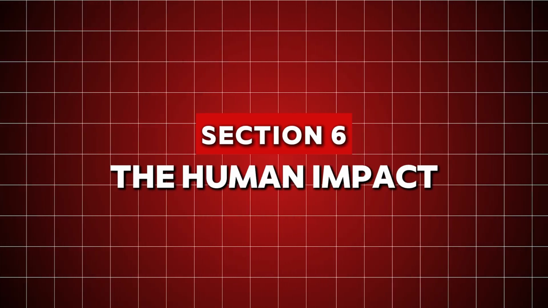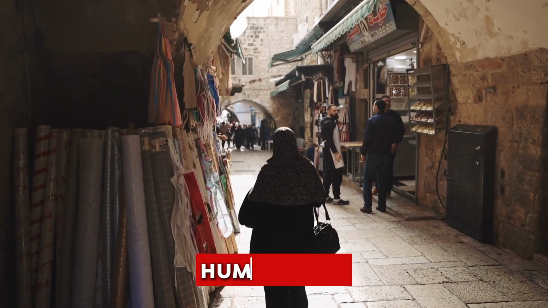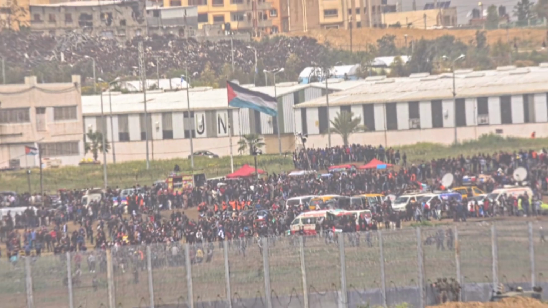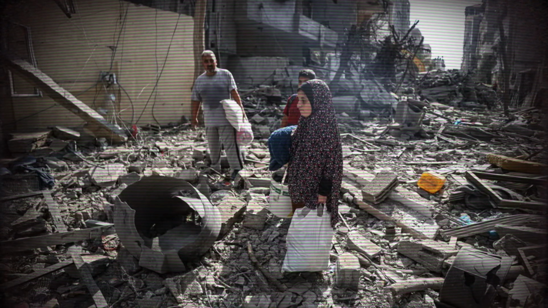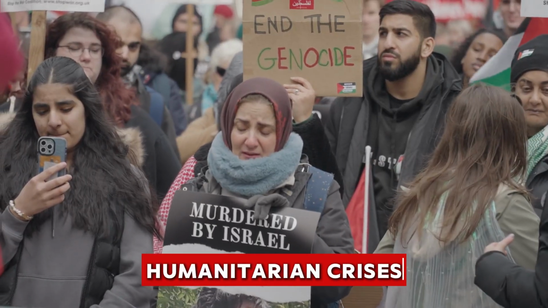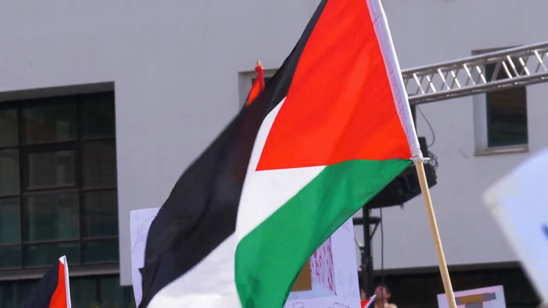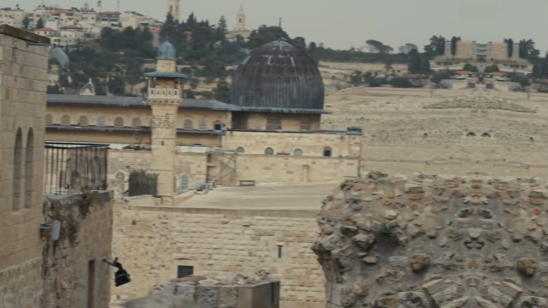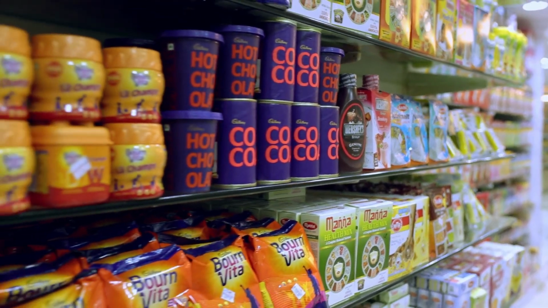Section 6. The human impact. Beyond the politics and history, it's crucial to remember the human cost. Millions of people on both sides have been affected by this conflict. Families have been torn apart, and lives have been lost. Humanitarian crises in Gaza and the West Bank are ongoing, with efforts for peace and reconciliation seeming more critical than ever. The blockade on Gaza has led to severe economic hardship, limiting access to essential goods and services.